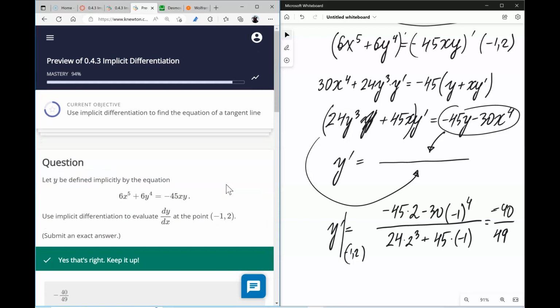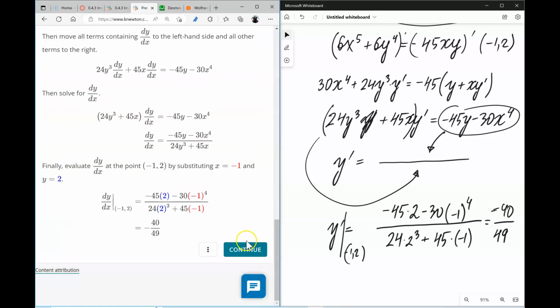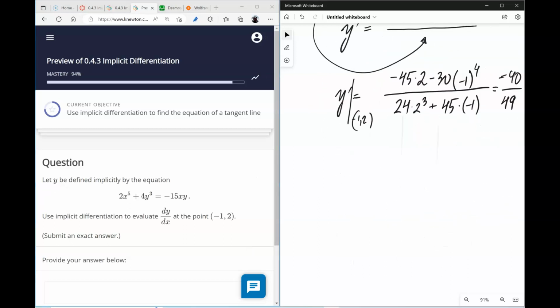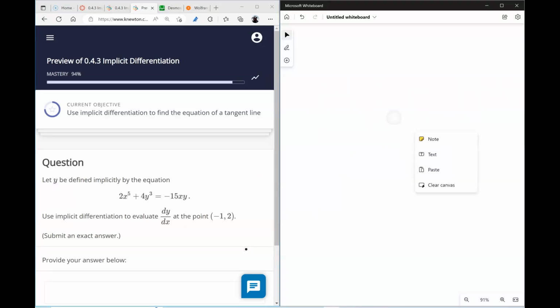Yay! And hopefully the last problem. Hopefully by now you got the idea, or a refresher, of implicit differentiation. Hopefully you got through your homework in no time.